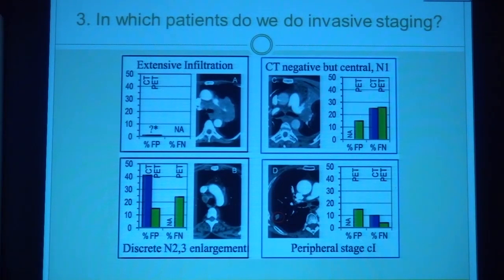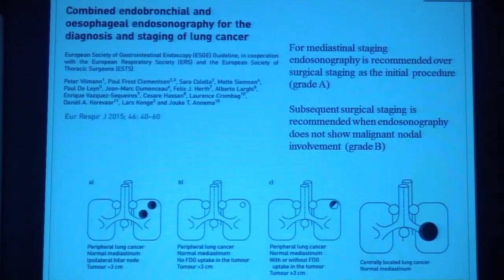Group C is the group where we have either a centrally located lung tumor or N1 enlarged lymph nodes, but we don't have enlarged N2 or N3 lymph nodes. It means mediastinal lymph nodes are not enlarged, but hilar lymph nodes are enlarged. In this group, the problem is just the opposite. We have a lot of false negative results, even with CT and even with PET-CT. And again, here we need to do invasive staging.